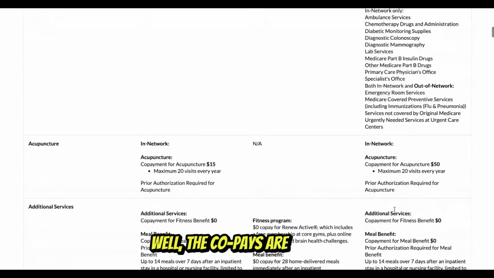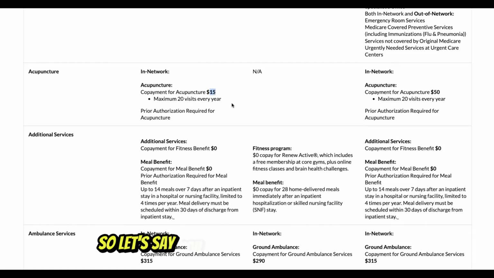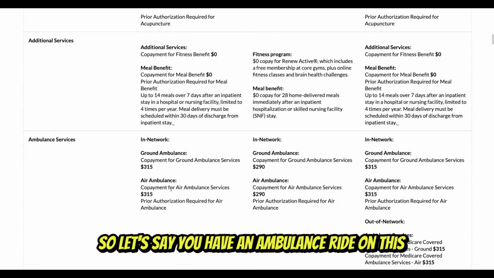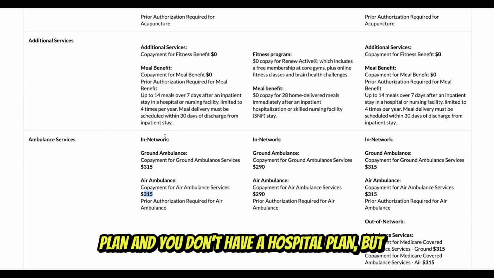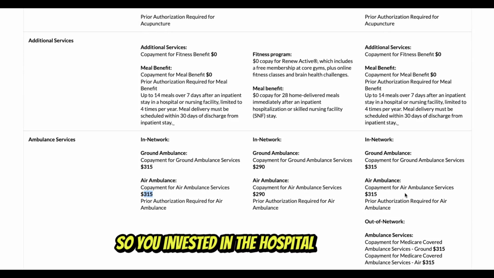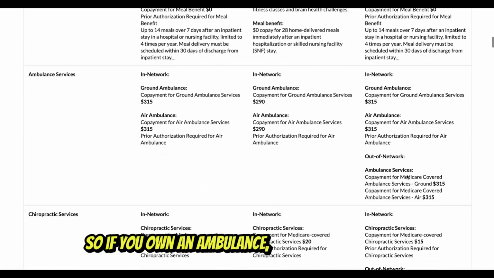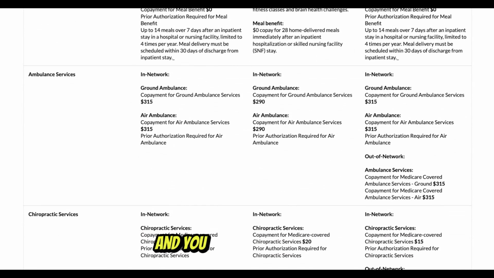Well, the copays are the same. You just have a higher out-of-pocket maximum. So let's say you have an ambulance ride on this plan and you don't have a hospital plan. But on this one, you got the $107 give back. So you invested in the hospital plan and it actually pays the ambulance copay for you. So if you go in the ambulance, you get a $500 benefit and you make $185.